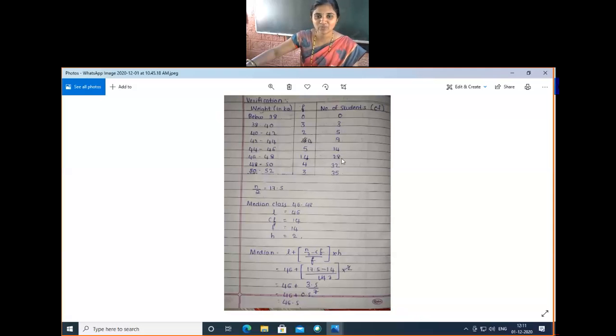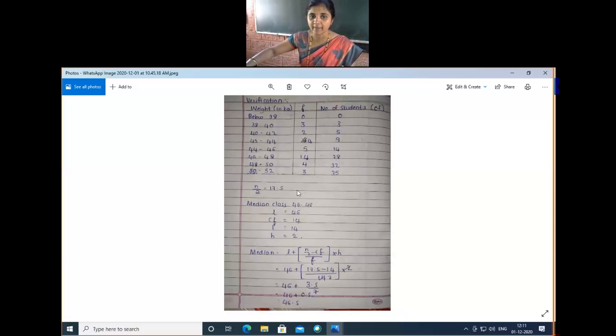First one is 0 as it is. Then 3 minus 0 is 3 only. 5 minus 3 is 2. Then 9 minus 5 is 4. 14 minus 9 is 5. 28 minus 14 is 14. 32 minus 28 is 4. 35 minus 32 is 3. Got the idea of the preparation of the less than type into class interval now, students? Yes, this is a very important topic.